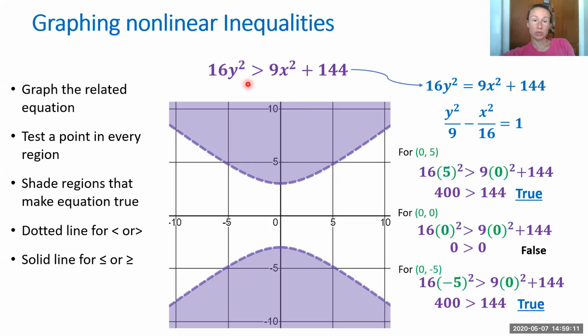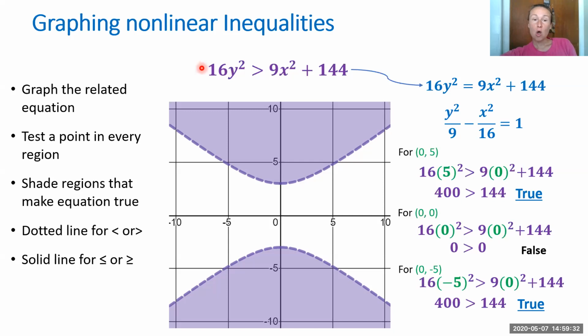Since we have a strictly greater than, and this equation is where the two sides are equal, when the two sides are equal, it is not strictly greater than, so it is a dotted line. We are not including the points on the line. So this is the graph of this nonlinear inequality.